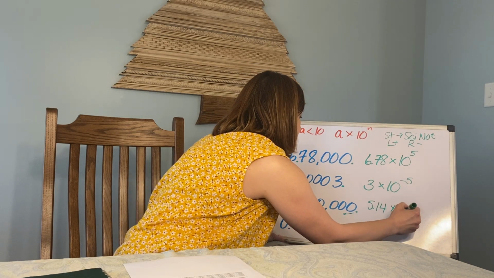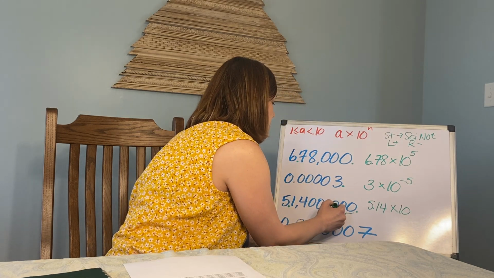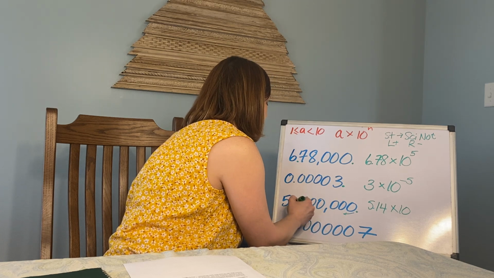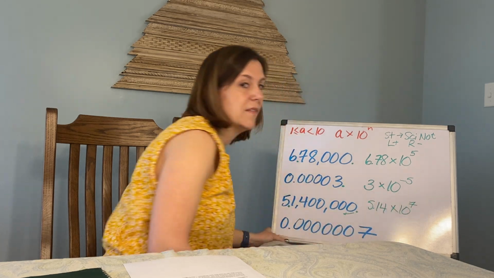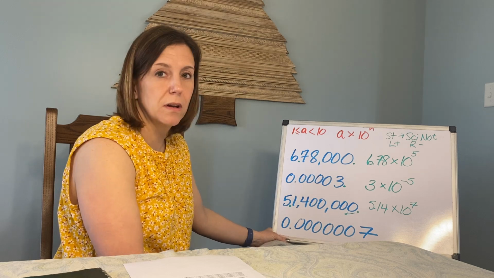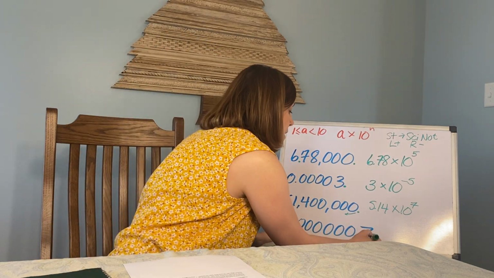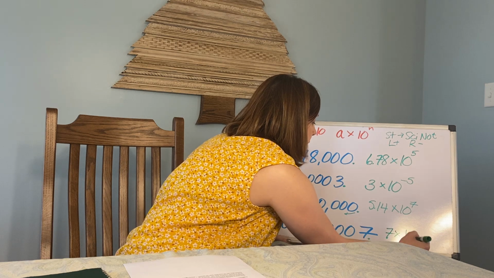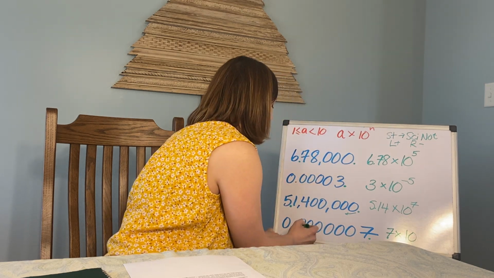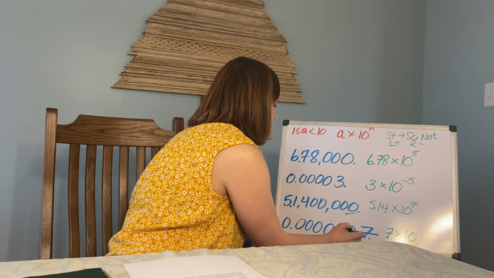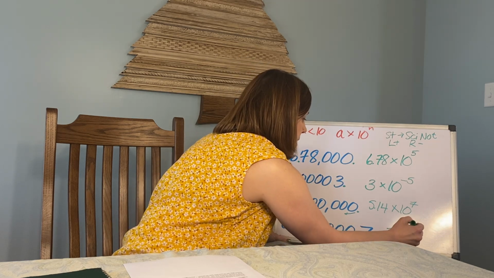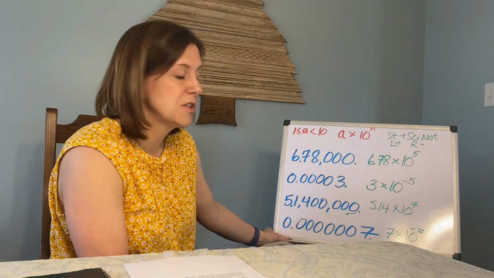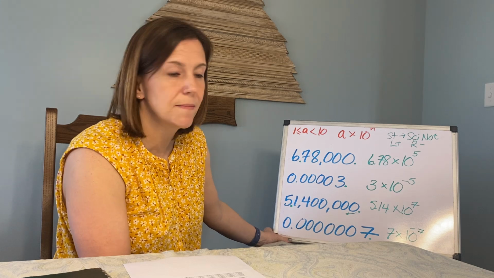5.14 times 10 to the 7th. Last one, a really small number. I know my exponent is going to be negative. It's going to be 7 times 10 to the negative 7th. Small number, negative exponent.